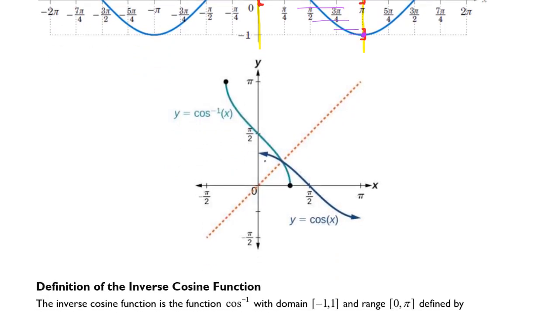Now, once I've restricted the values to the interval from 0 to pi in the x direction, I then take the line y equals x, and I reflect that interval of cosine about the line y equals x. And you can see that the new interval goes from -1 to 1 in the domain of arc cosine, and the range is from 0 to pi.